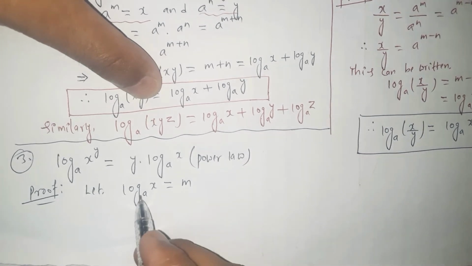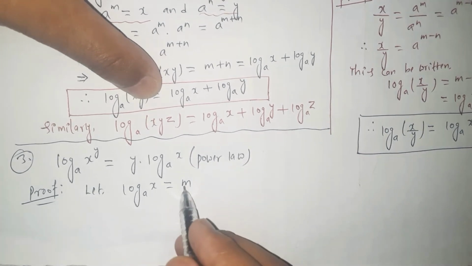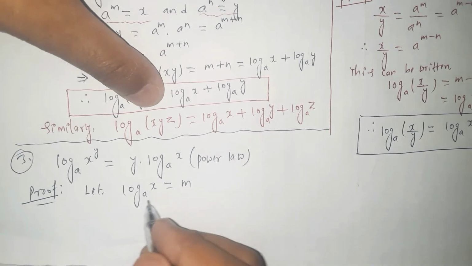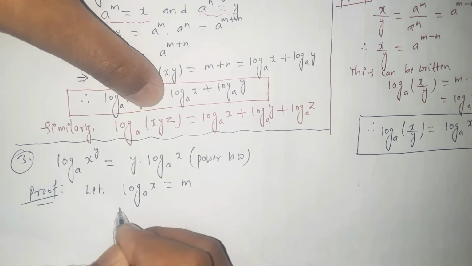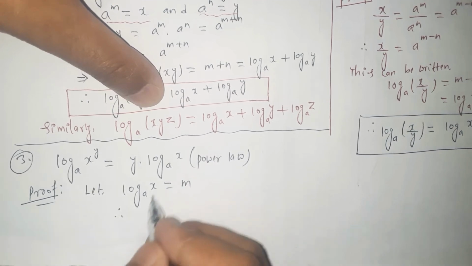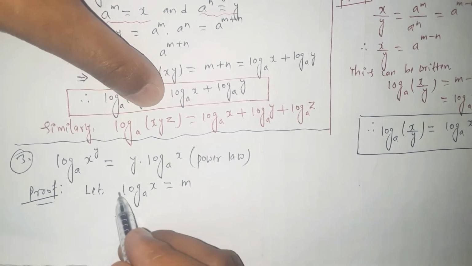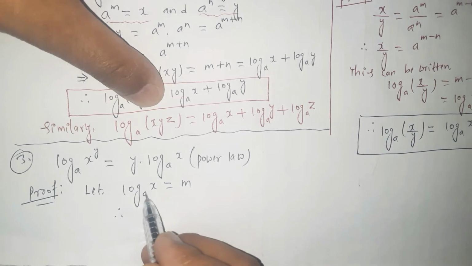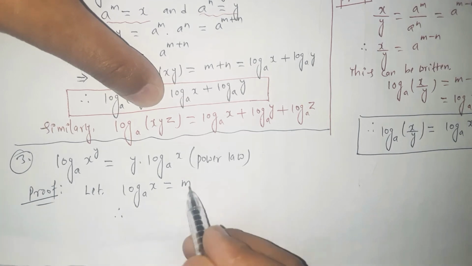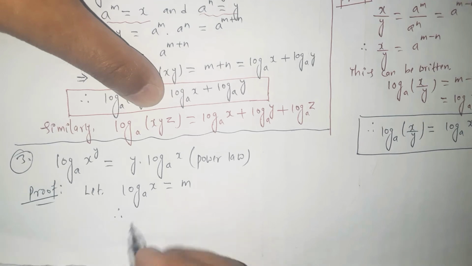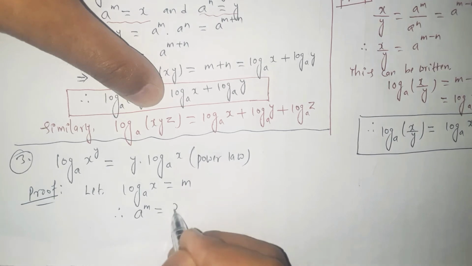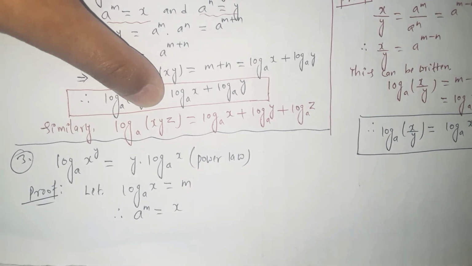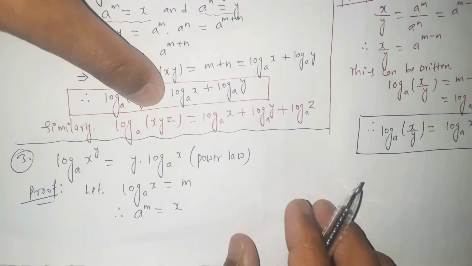We suppose here log of x with base a is m, and this can be written in its equivalent exponential form. This means that when a is raised to the power m, it will give x. A raised to the power m gives x. This is the exponential equivalent of this logarithm equation.